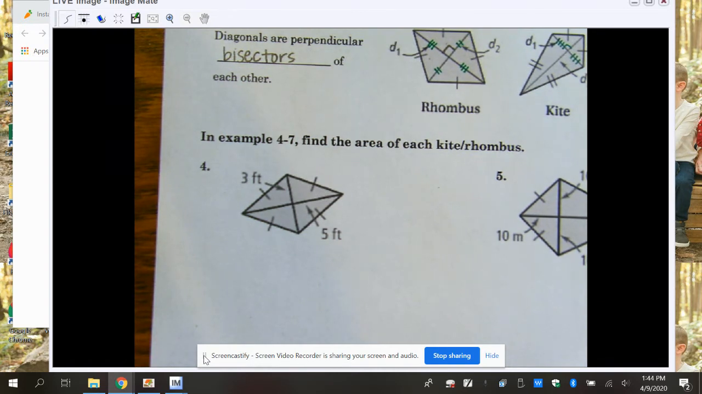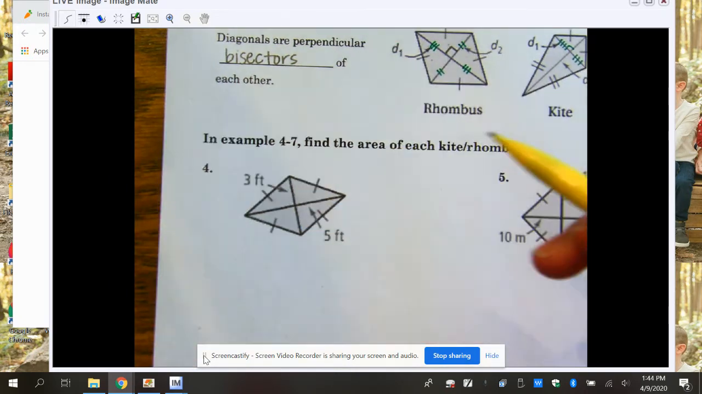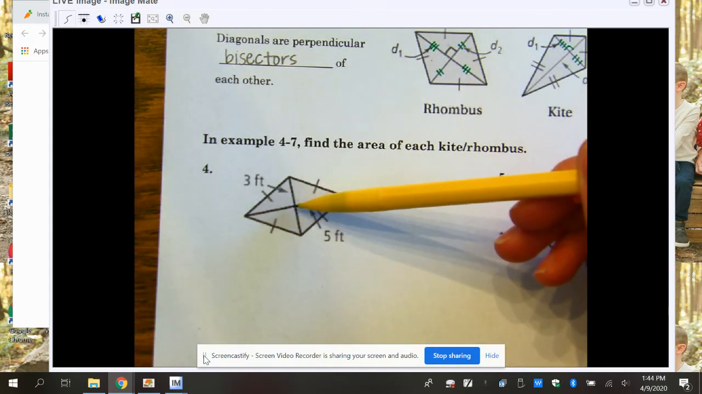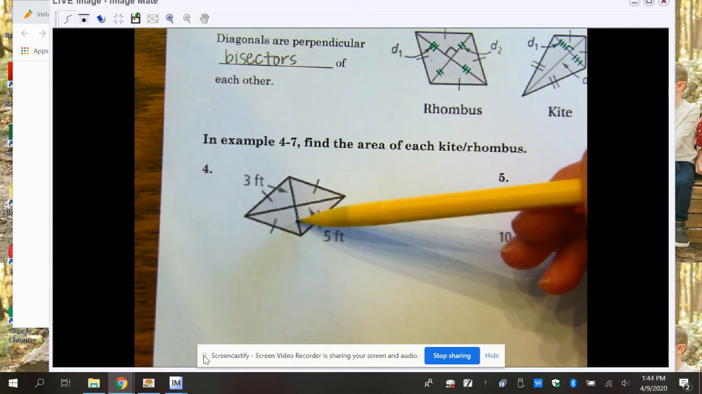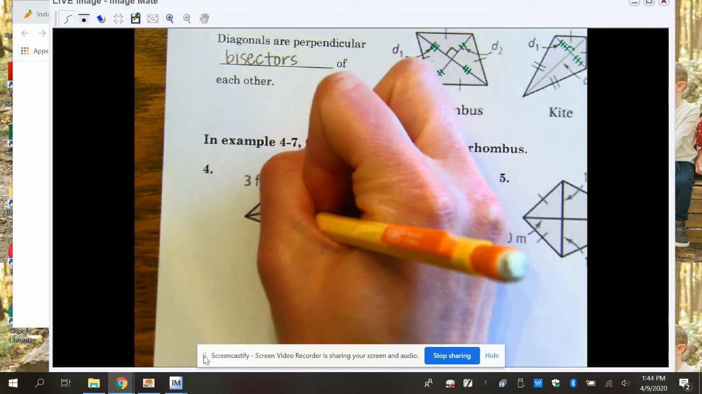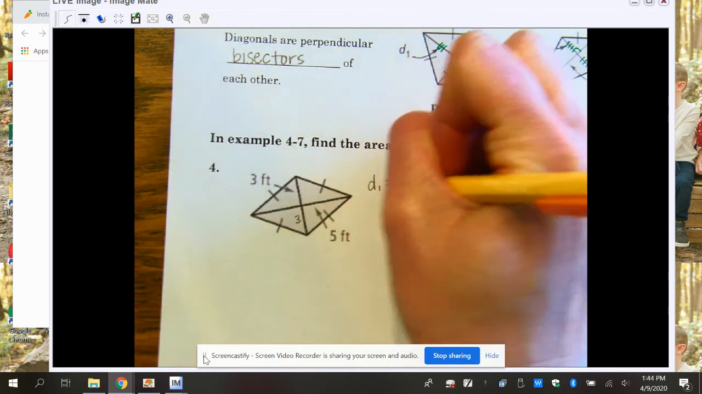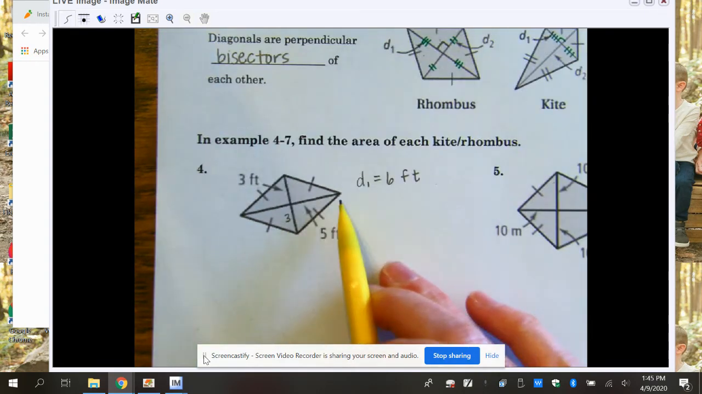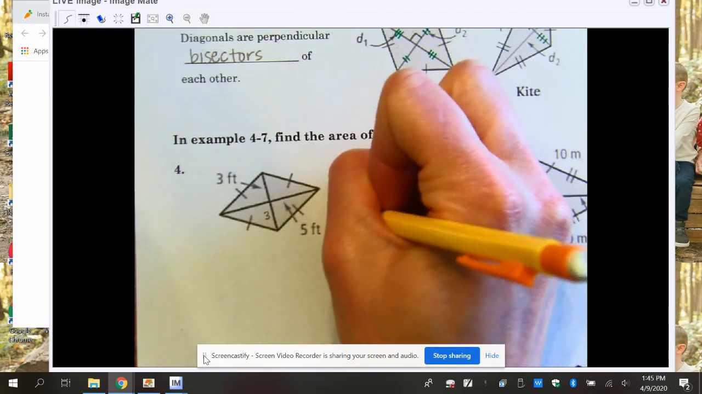All right, and so if we look at this first example right here, we need to know the length of each diagonal. So we're going to use properties of rhombus to make that happen. And so if we know that this is 3, pointing to that little segment right here, then that means that this is also going to be 3. So one of the diagonals is going to be 6 feet. And then if this is 5, then this is also going to be 5. So that means the other diagonal is going to be 10 feet.